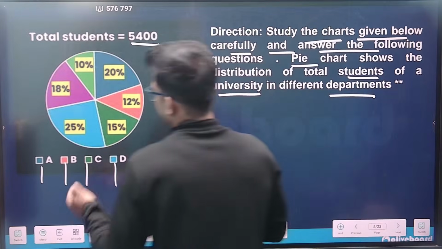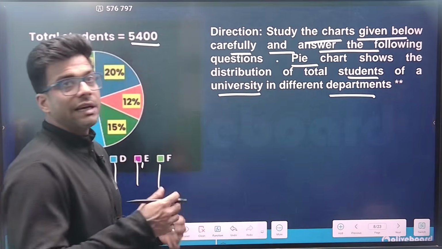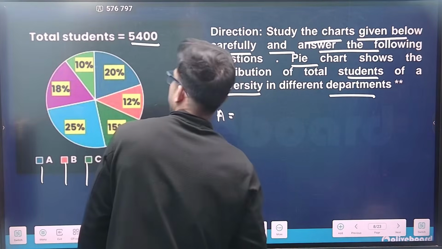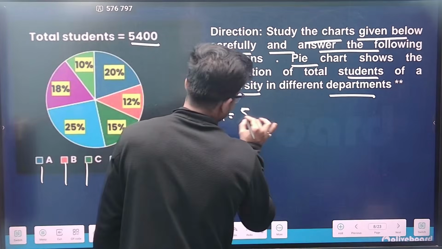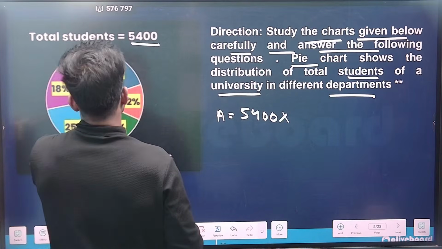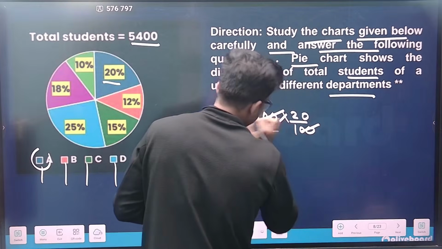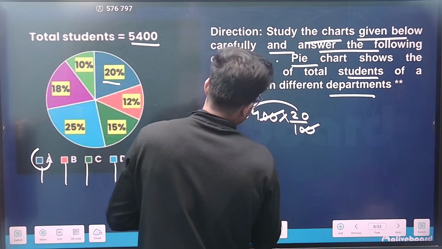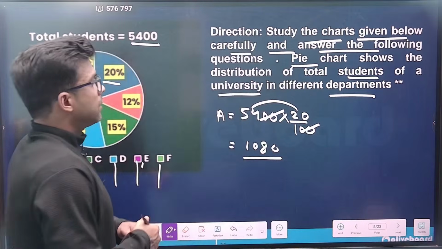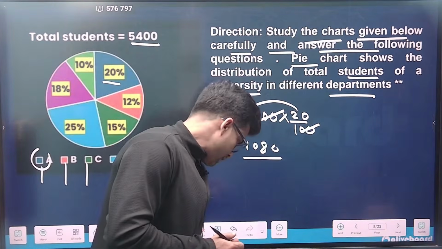If somebody asks you, can you tell me how many students are in department A? To find out the department A students, the total student count is 5,400, and department A is basically this color. This is 20%. So 20% of this would be 20 by 100. This zero gets cancelled out, and 54 into 2 is 108, then 10. So the students of department A is basically 1080. I hope this makes sense.